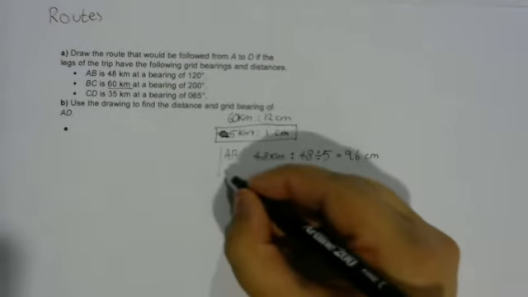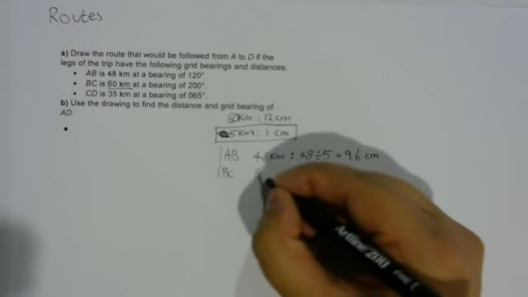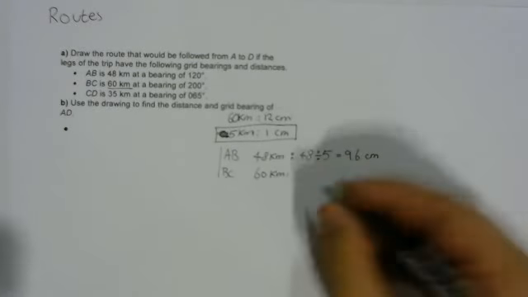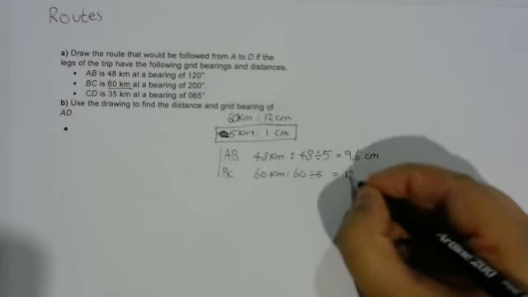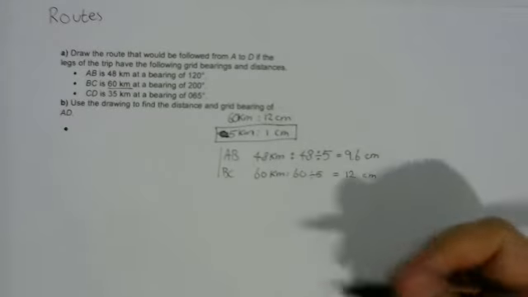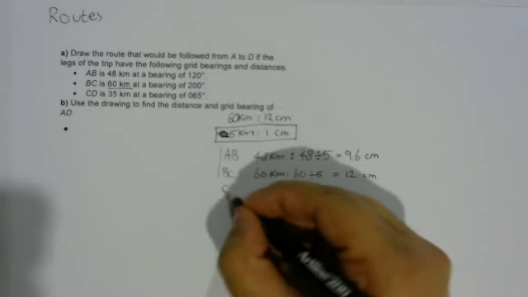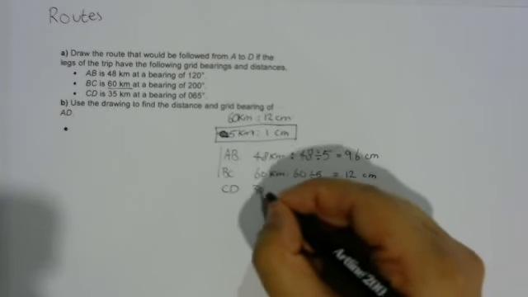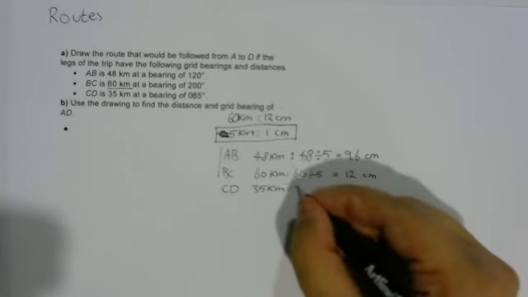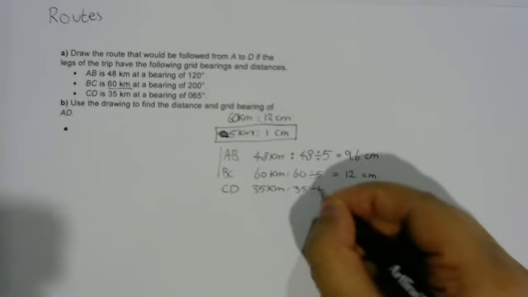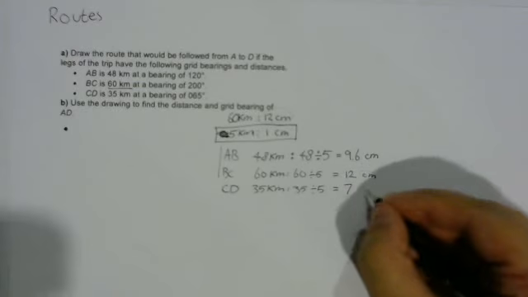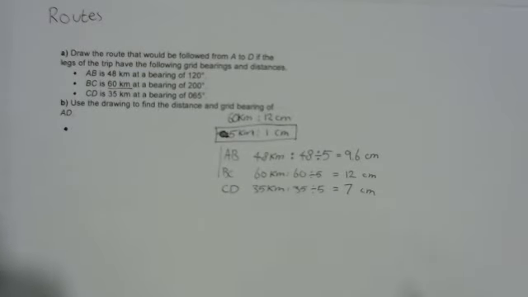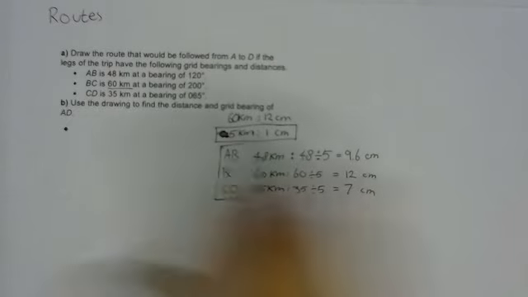Now let's do all of these in one go. BC is 60 kilometers, which is proportional to 60 divided by 5, which of course is equal to 12 centimeters. We kind of made it so that was true. CD is 35 kilometers, which is proportional to 35 divided by our scale factor of 5, which is equal to 7 centimeters. You got it. There's my working. It's pretty much all the work I'm going to have to do. Everything else will be drawing.